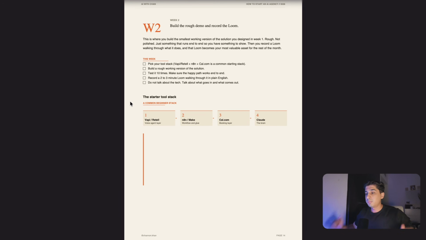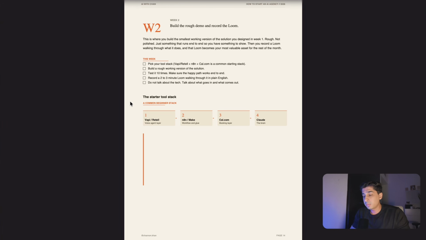Now, week 2 is build the rough demo and record the Loom. This is where you build the smallest working version of the solution you designed in week 1. Again, rough. It does not have to be perfect. Nothing polished. It does not need to look pretty because you are not giving it to anyone at this point. You're not implementing it into any system. Just something that runs end to end so you have something to show. And then you record a Loom walking through what it does, how it does it, and how it solves problem A and gives a solution, okay?